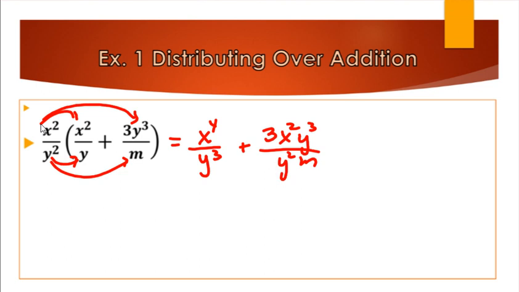But we have to figure out what the variables cannot equal. So the variables we look at in the denominator: our y cannot equal 0, and our m cannot equal 0. Because if they do equal 0, we wouldn't be able to solve it, because they would be undefined. So you've got to make sure you put what those variables cannot equal.